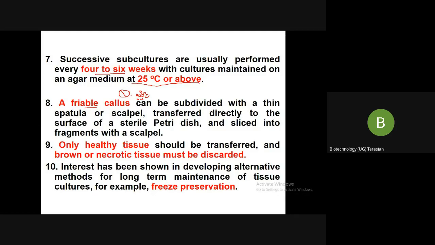So how am I going to cut my callus? By either using the spatula or the scalpel, put it in a sterile petri dish, and then use your scalpel to cut it into small pieces. Remember, whenever you are using callus for any type of future experiment, you should use only healthy tissues.